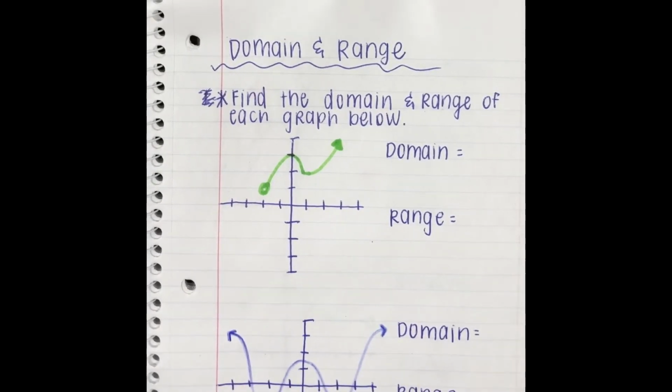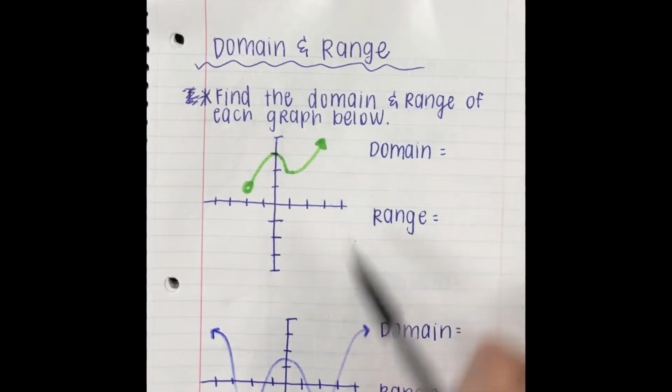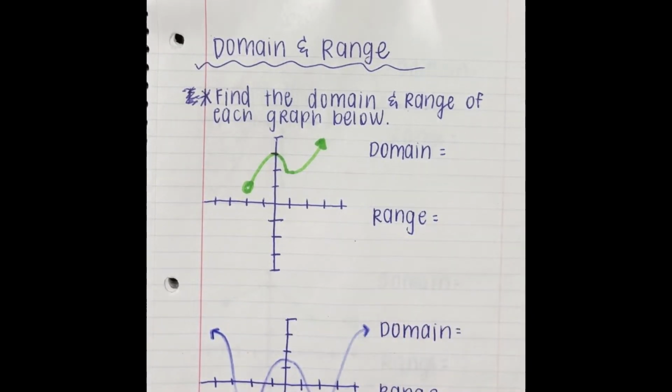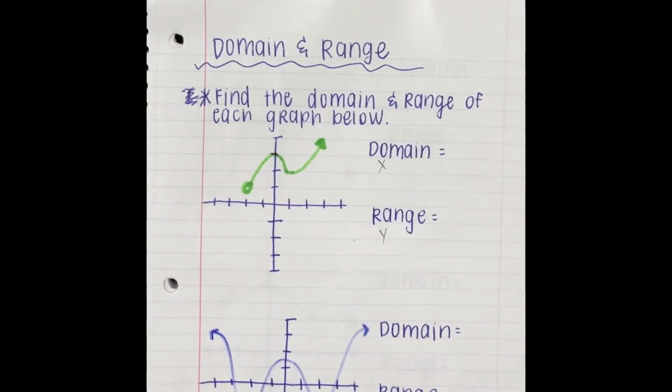I just want to go over briefly a few more examples on domain and range because it is important that you understand it. All right, so we're just going to look at 4 quick examples and we're going to find the domain and range of them. All right, so the first example, we have this graph here in green. Okay, we want to find domain and range. If you remember, domain is x and range is y.